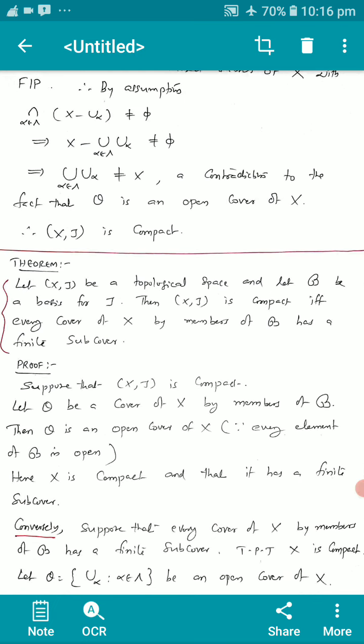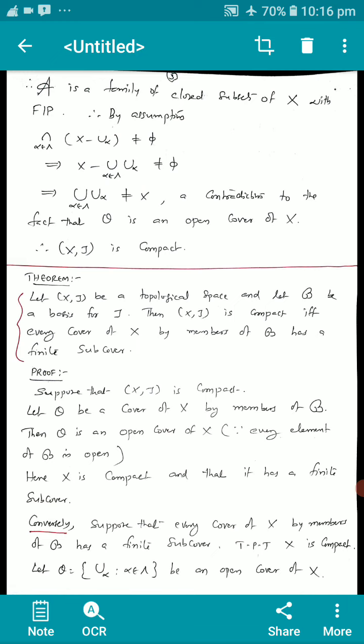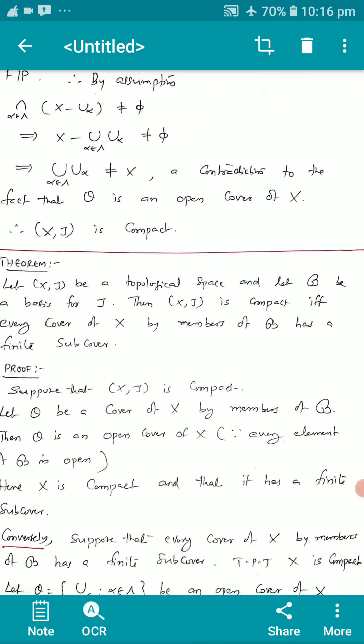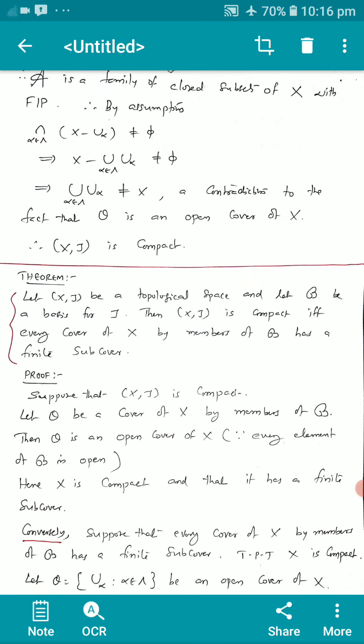Therefore, by assumption, the intersection of X minus U alpha is not equal to phi. This implies X minus the union of U alpha is not equal to phi. This implies the union of U alpha is not equal to capital X, a contradiction to the fact that theta is an open cover of X. Hence we conclude that X is compact, or X is a compact space.